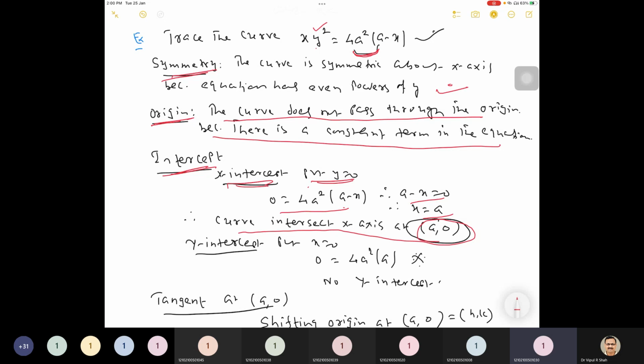Then you need to check y intercept. For y intercept, you need to put x equal to 0. So put x equal to 0 in this equation. So x is 0 here, x also 0 here. You will get nothing. That means no y intercept. a can never be 0. a is always positive. If it is written, fine. If it is not written, it is always positive. Cannot be 0. So no y intercept.